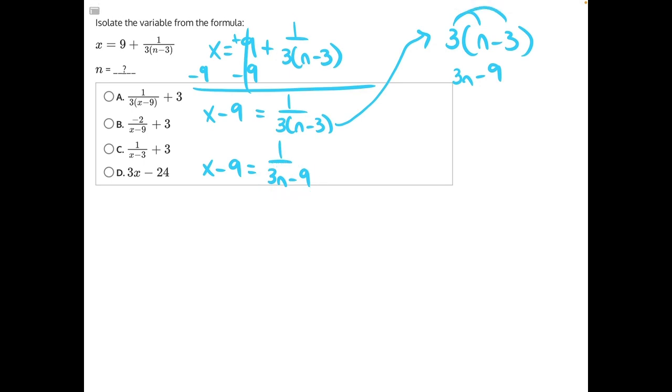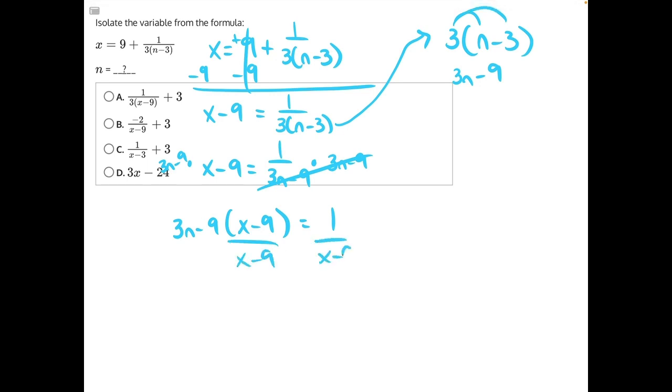So 1 is being divided by this grouping, and so we need to multiply both sides by that grouping. These will cancel, leaving us with 3n minus 9 times x minus 9 is equal to 1. Then this group is being multiplied to n, so we need to do the opposite operation, dividing this group on both sides. This will cancel, leaving us with 3n minus 9 is equal to 1 over x minus 9.